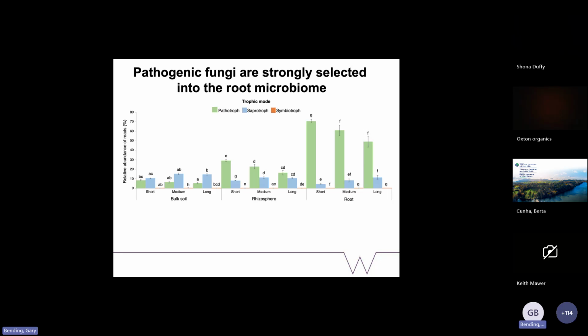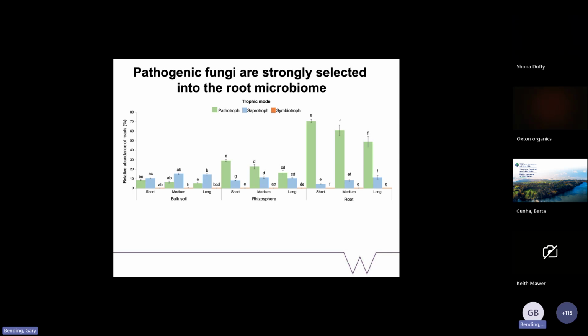But what we did is split up our samples as short rotation samples, medium rotation samples, or long rotation samples. The short rotation samples will be alternate or continuous oilseed rape within our rotation. The medium will be 3 to 5 years between crops of oilseed rape, and the long rotations will be 6 years plus in between oilseed rape crops.